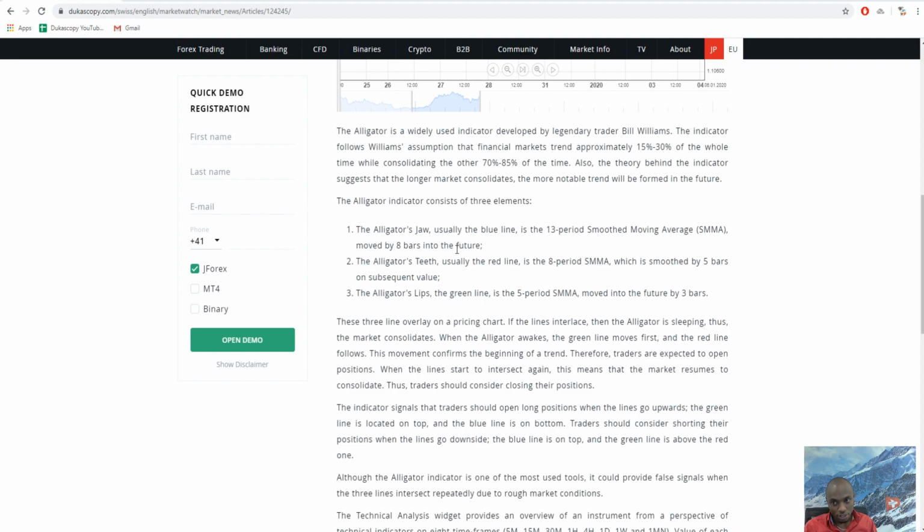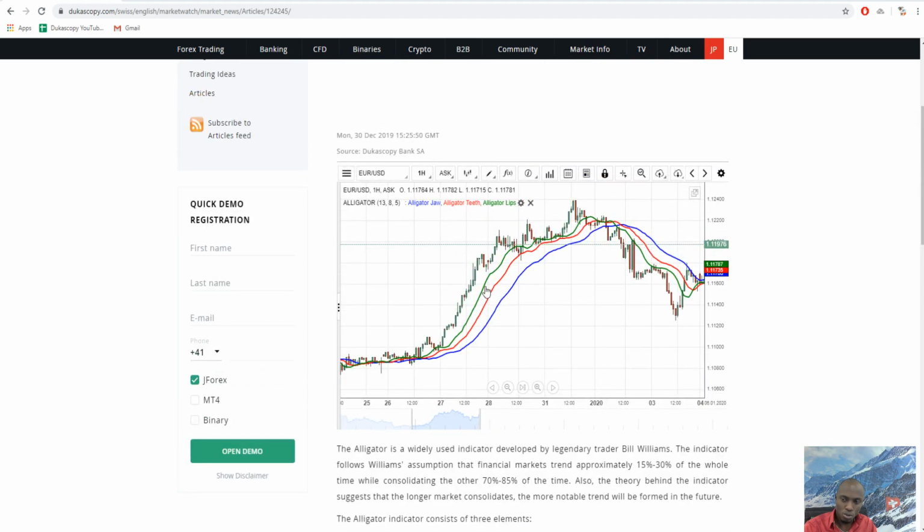As you can see on the article which you're seeing on your screen right now, this indicator was developed by B. Williams. And if you see what B. Williams said there in the article, the indicator is, I would say, a balanced line. This is what you're looking at right now.